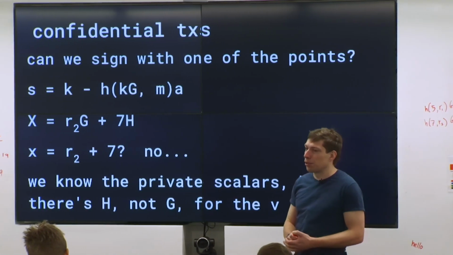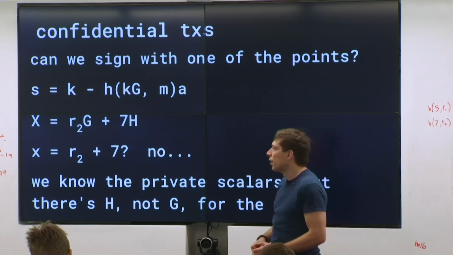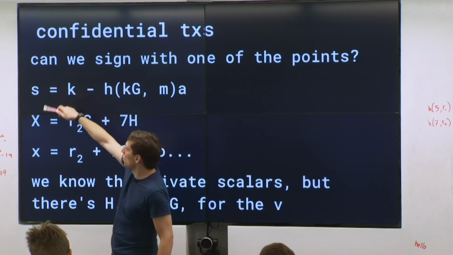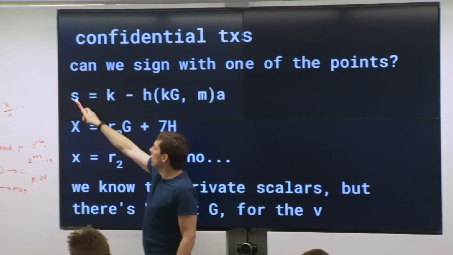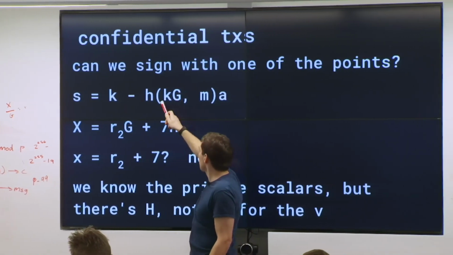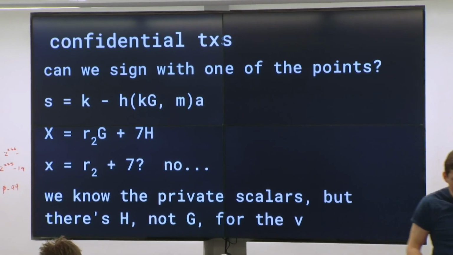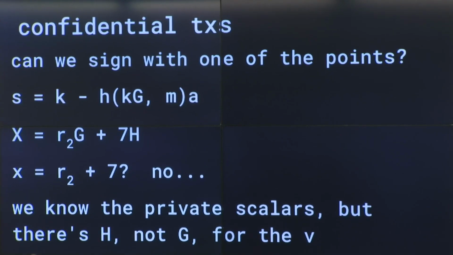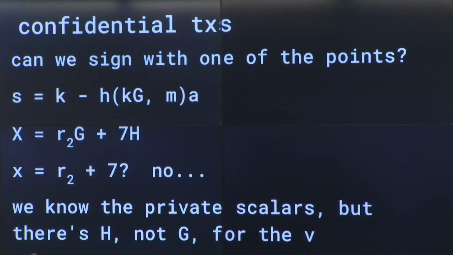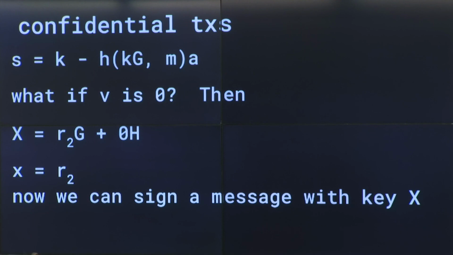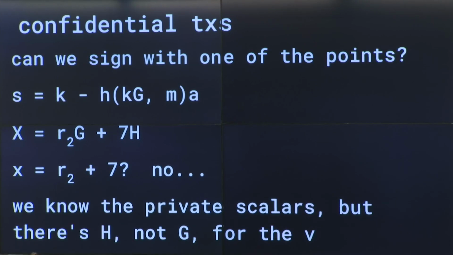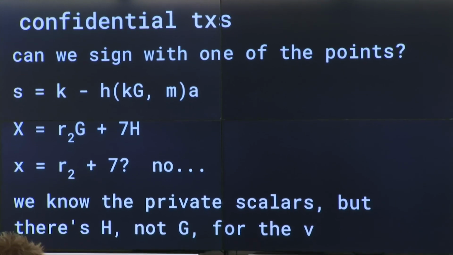Generally, signatures are with respect to a single generator point, right? The way to verify this is multiply both sides by G, right? S times G should be k times G minus the hash of k times G, message times a times G, which is our public key. That works. But now you've got H in here. So we're stuck. We could try to define another signature thing with both a and G, but that doesn't work.